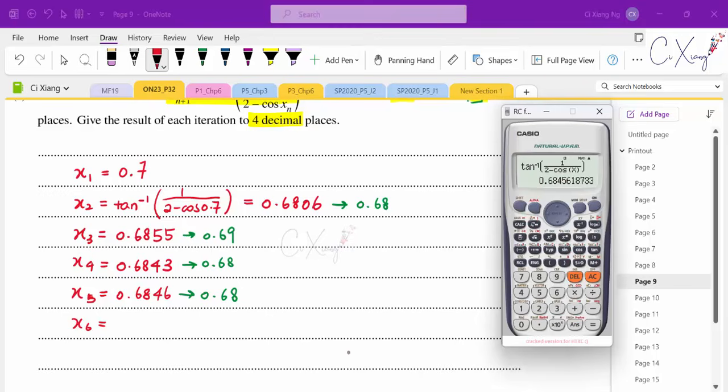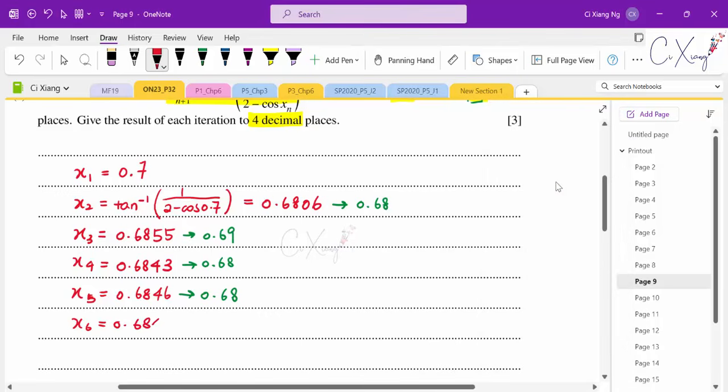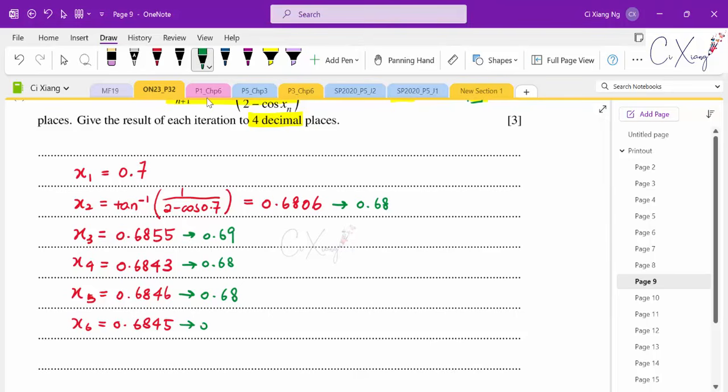Okay, then I press calculate again, then 0.6846. Then you press the equal sign. Then you get 0.6845. Again, I double check the 2 decimal places answer, also 0.68. So you can see that 0.68 has been repeated 3 times. So I can make a conclusion that the root is equal to 0.68.